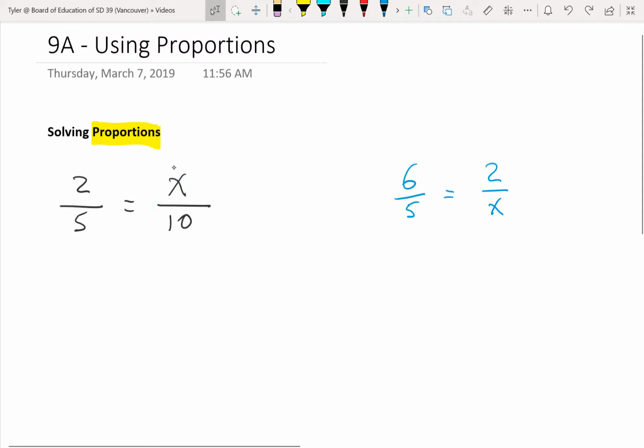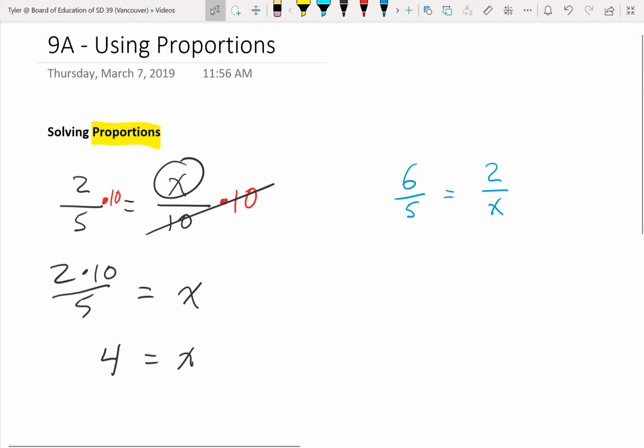So what we're going to do is this first example. I know I want to get rid of this divide by 10, so I have to do the opposite, which is multiply by 10. And on this side, I also have to multiply by 10. So now you can just put this in your calculator if you want, 2 divided by 5 times 10, or you could write it this way. That's fine too. But now these two cancel out and x is by itself. So when you do the actual work, this becomes 20 divided by 5, which is going to give you 4. So now we know that this missing number was 4.